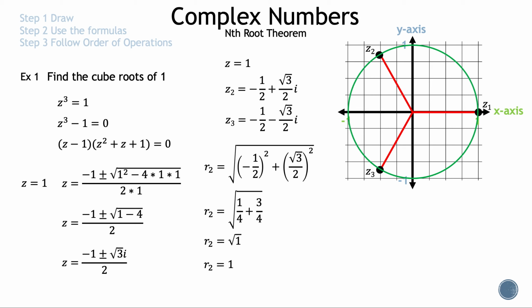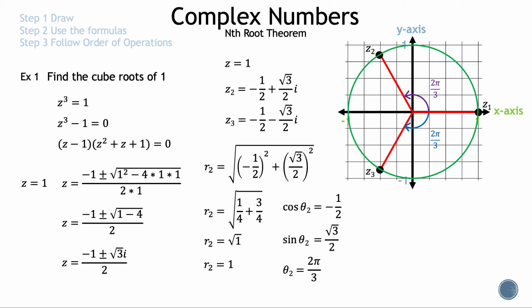Now let's find the argument. Once again, let's use z sub 2. So cosine theta sub 2 is equal to negative half, and sine theta sub 2 is equal to square root of 3 halves. What do you think is the argument, or theta sub 2? That's right, 2 pi over 3. And if we do that with z sub 3, we get negative 2 pi over 3. But the distance is 2 pi over 3.